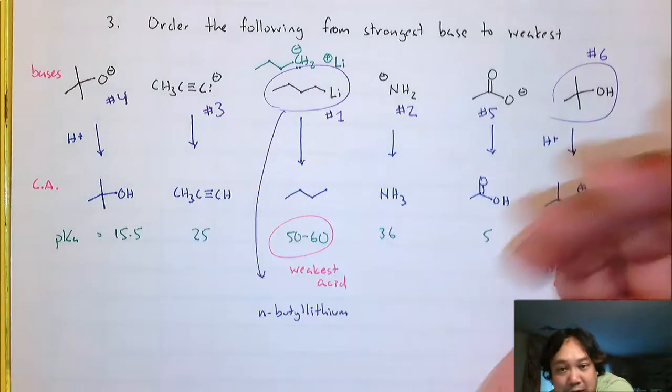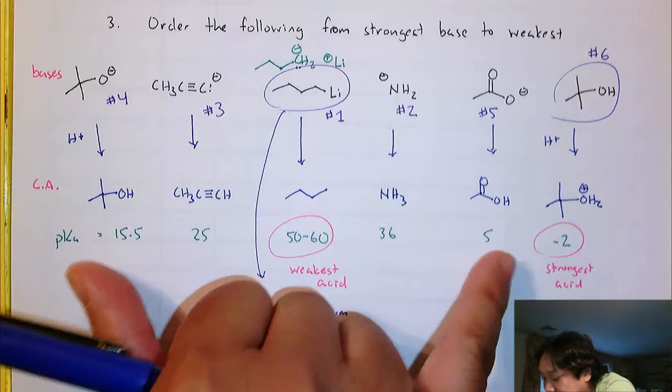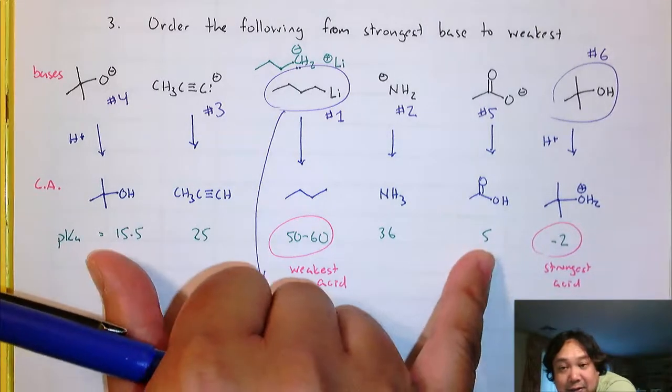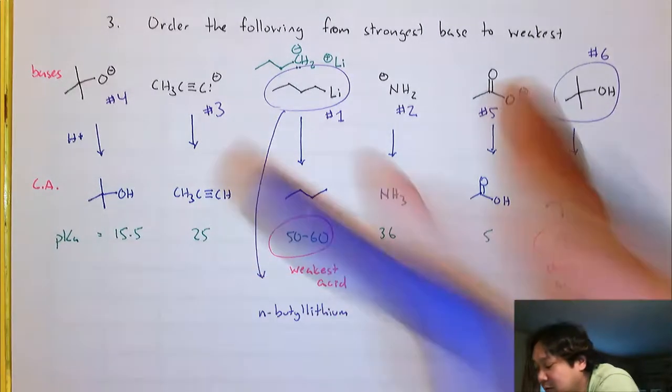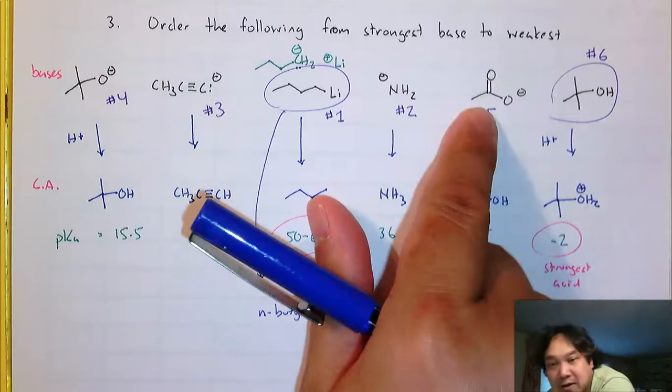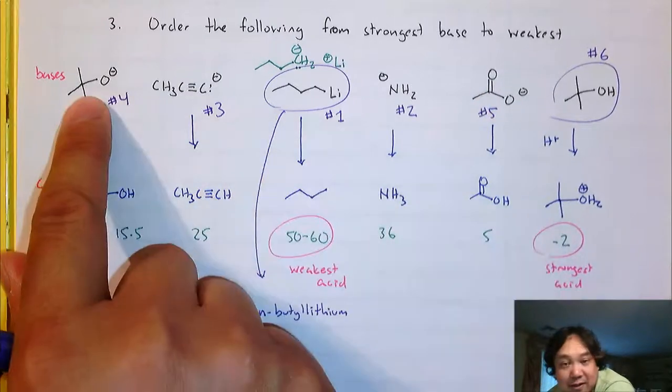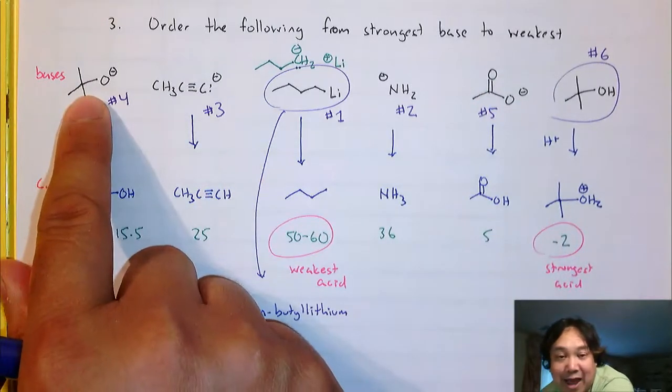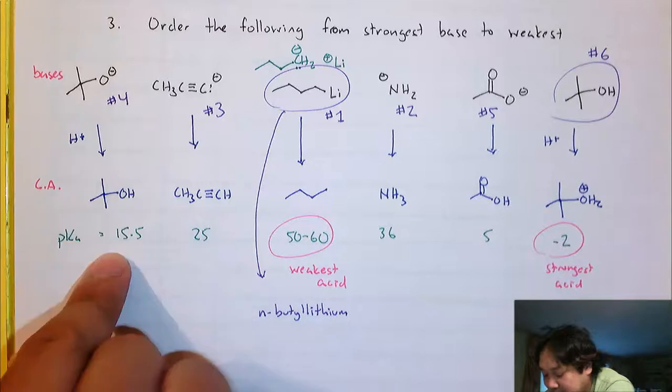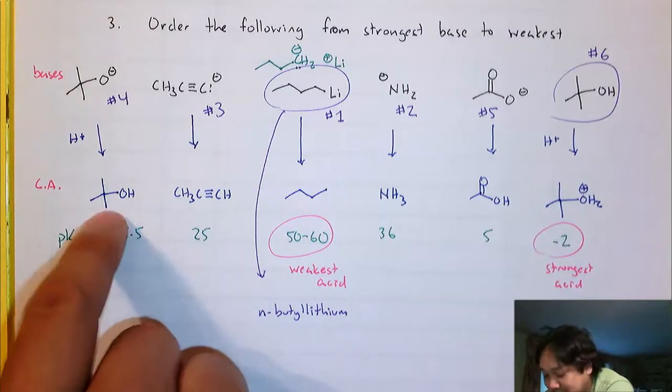So that's another way to do that if you did not memorize the pKas. Try to rationalize which one is happy the way it is and which one is not. Whoever's not happy is very reactive and wants to get to a place where they are happier. Neutral.